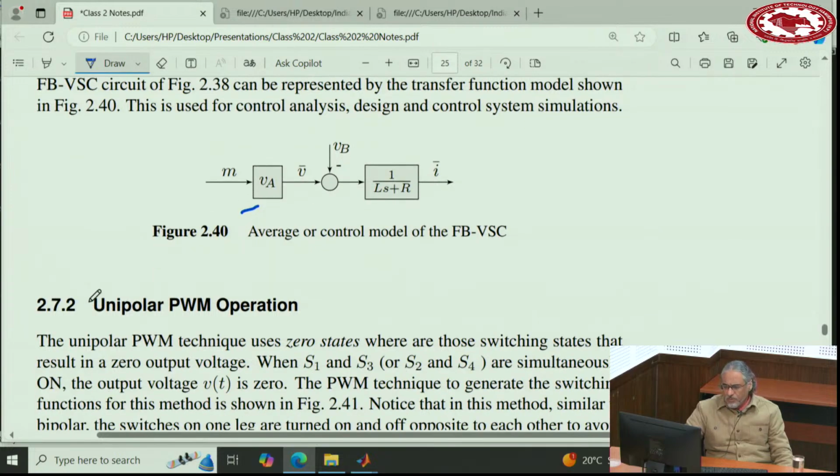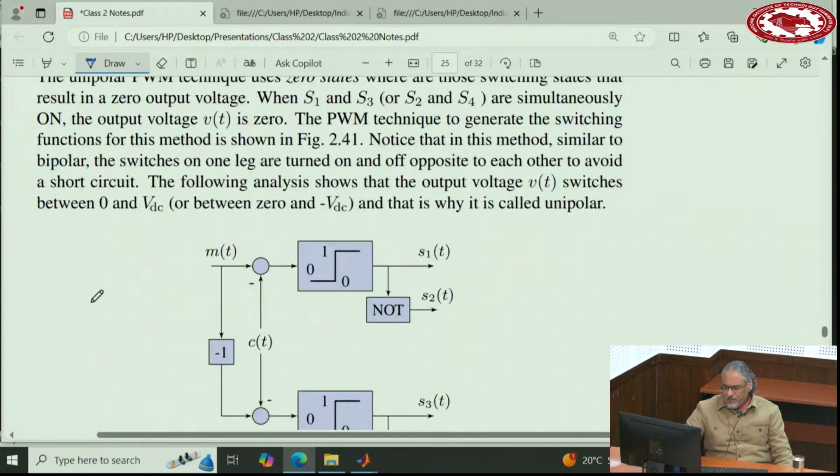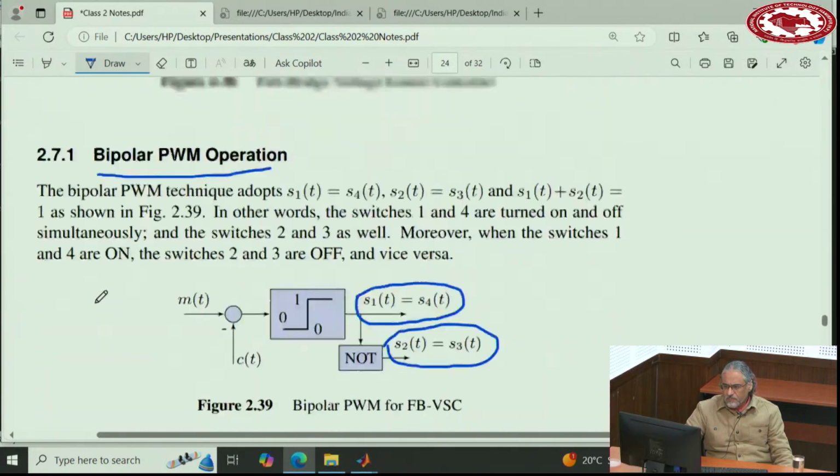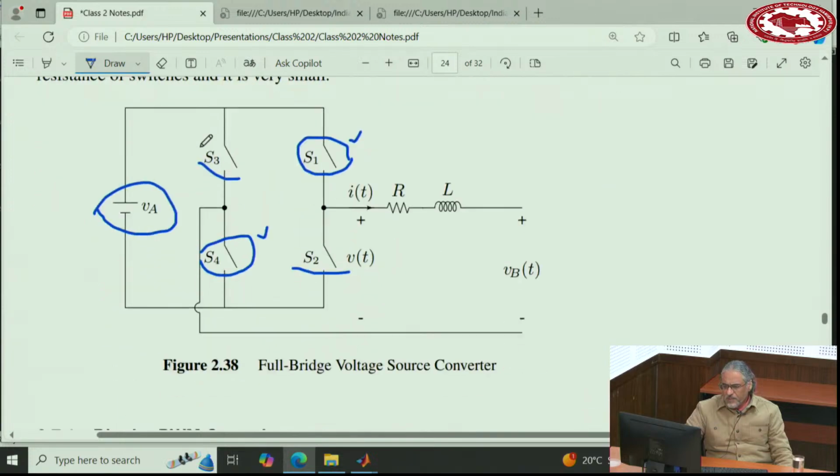Unipolar. Unipolar, the principle is this. Let me see if I have a diagram here now. The principle says, okay, this way of operating the switches is not the only one here. In half bridge, that was the only one. You need to turn on the one and turn off the other one. You have no other option. But here, you have one more option.